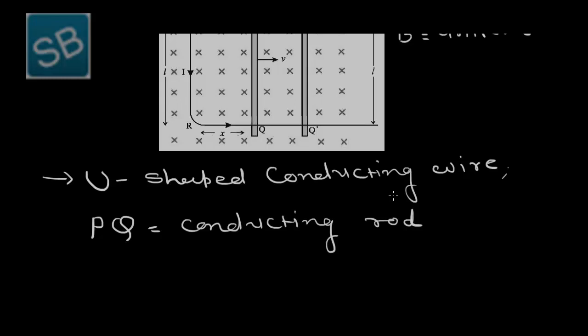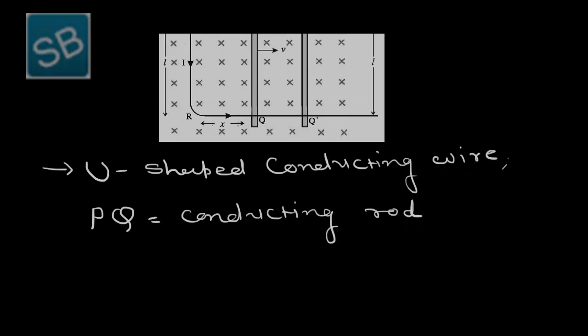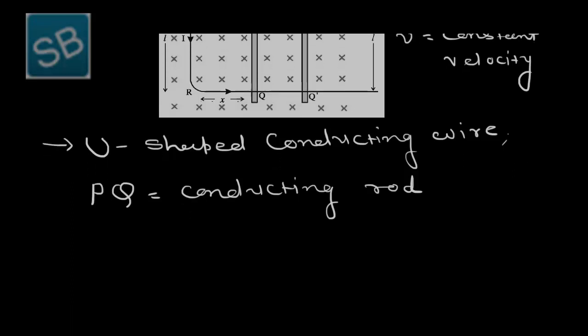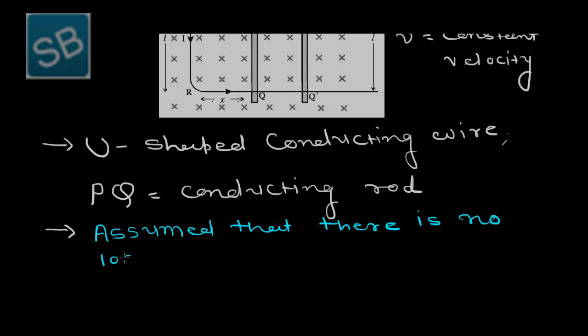Now, this rod is moved with a constant velocity v. So here v is the constant velocity of the two arms of the U-shaped conductor. Here we are assuming that there is no energy loss due to friction, because the U-shaped conducting wire is on a surface with some kind of friction, but here we are assuming that there is no loss of energy due to friction.